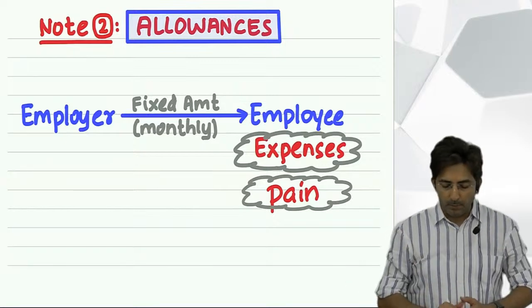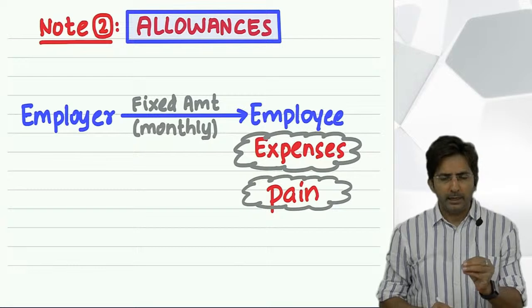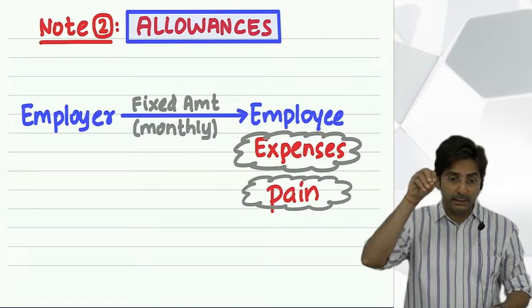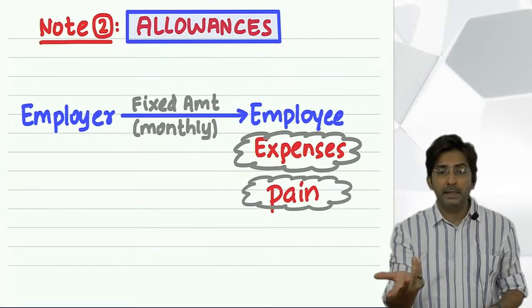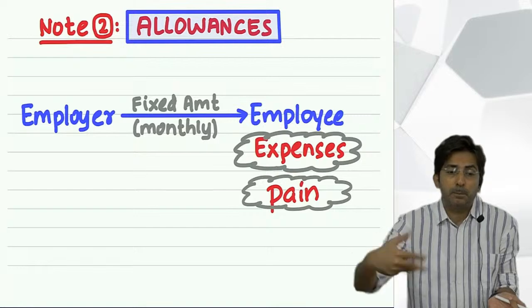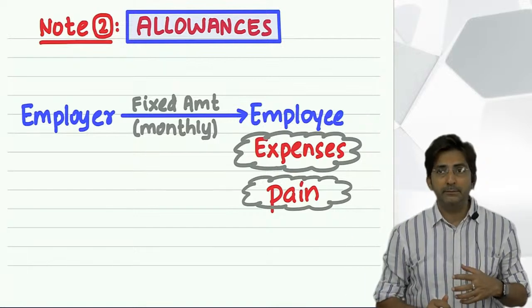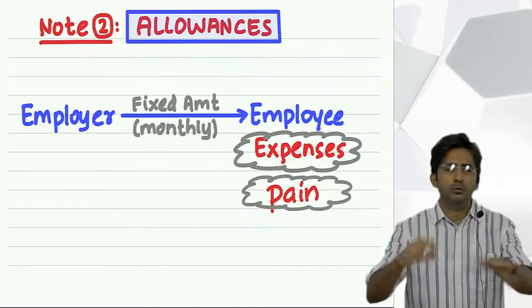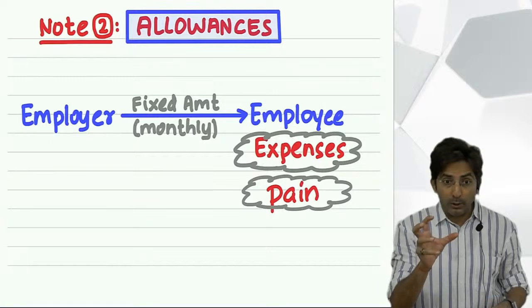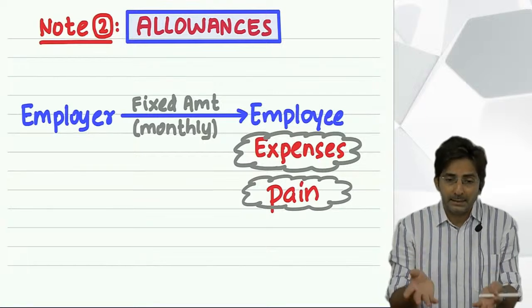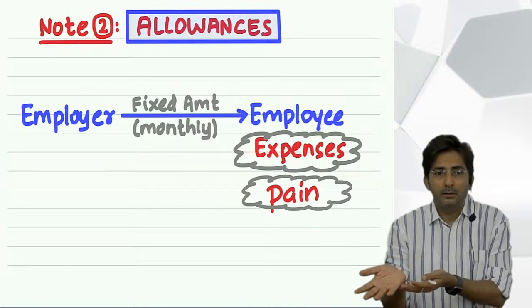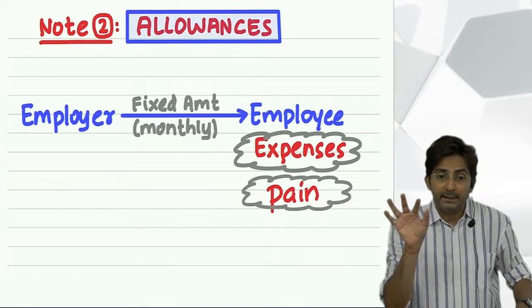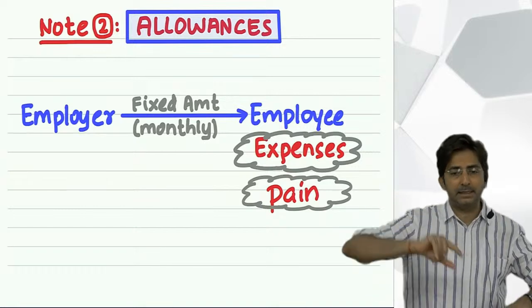Okay. Now, let's assume the boss has given him 2000 fixed every month. So 2000 is what he is receiving. But out of that, how much will be exempt? That depends upon how much he has spent. Because the boss is giving a lump sum amount on a monthly basis. Every month you keep 2000, 2000, 2000, 2000. But his actual travel, sometimes it is less, sometimes it is more, some months he doesn't travel at all. So depending upon how much he has actually spent, that much amount will be exempt.